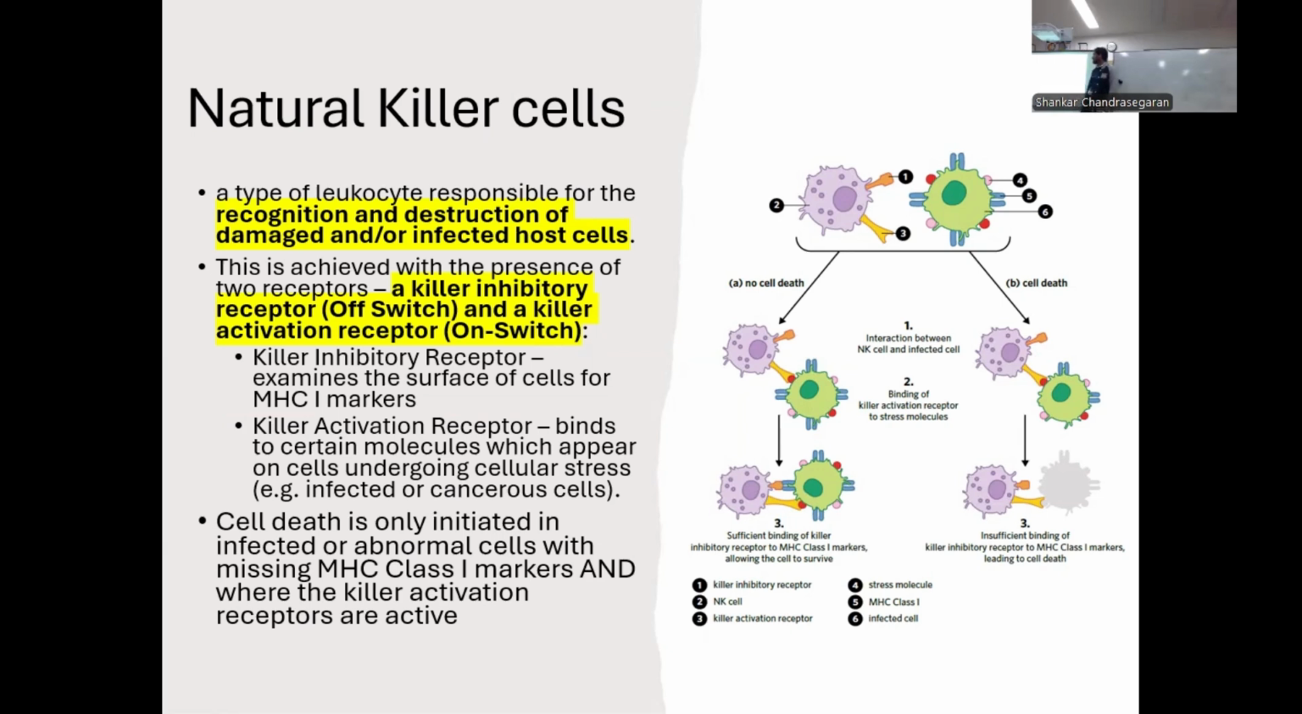So the next step is looking at the killer activation receptor. That is looking at whether the cell has molecules which appear on cells undergoing cellular stress. If both of those are true, this one doesn't get activated and this one does get activated, then that will trigger the kill system, causing it to kill the pathogen, or sorry, kill the infected cell. Any questions here? All right, hopefully everyone understands.